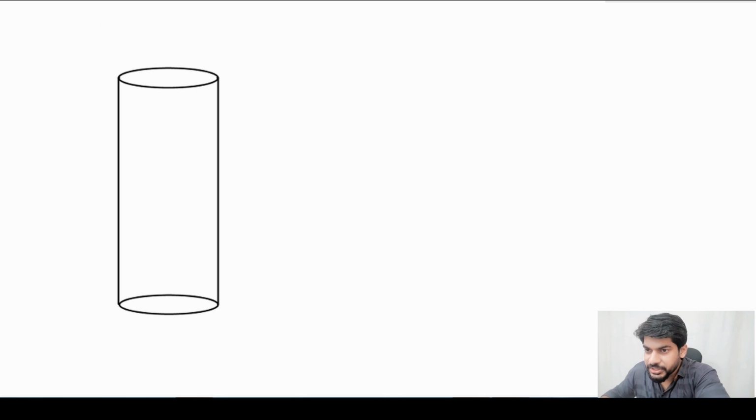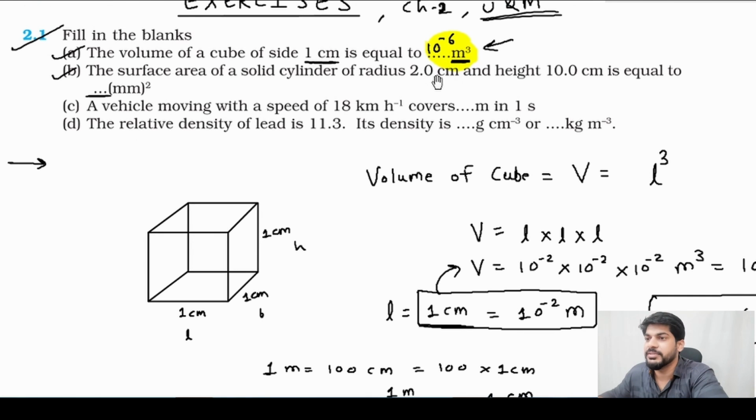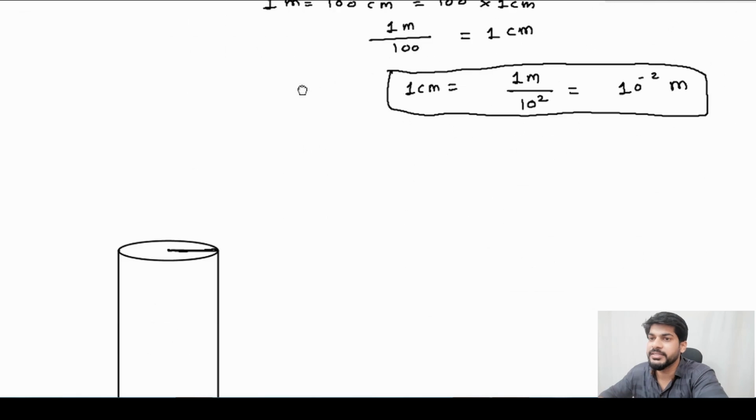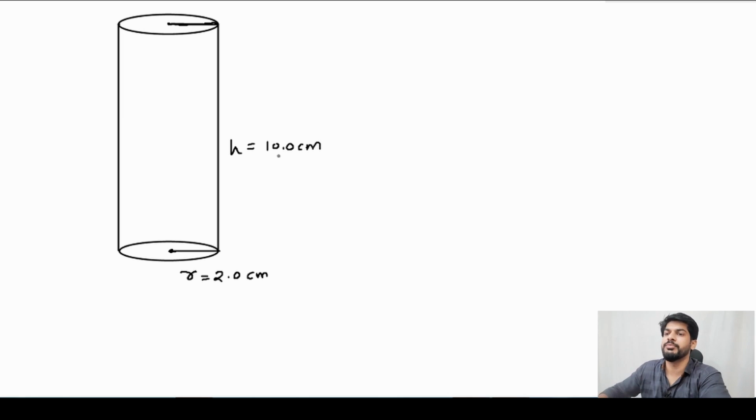The radius of this is given, right? This radius is given, and here also this radius is given. What is the radius? Let's check. It's 2.0 centimeters. So the value of r is 2.0 centimeters, and the height is also given. It is 10.0 centimeters. So that's it. Now we have to find the surface area of the solid cylinder.